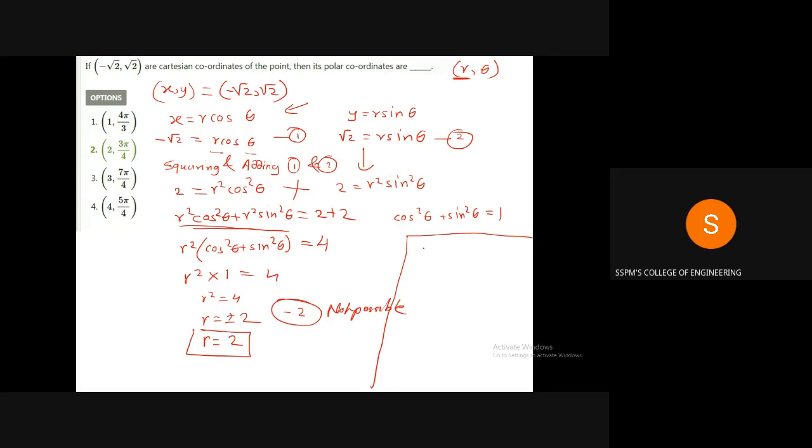Similarly, theta is equal to what? How can we find theta? Theta is equal to tan inverse y by x. That is tan inverse. What is the value of y? The value of y is root 2. The value of x is minus root 2. Therefore, root 2 and root 2 will get cancelled, and we have theta is equal to tan inverse of minus 1. Tan inverse of minus 1 is, when the value of tan theta is equal to minus 1, it is at 3 pi by 4. So 3 pi divided by 4. Therefore, the required polar coordinates.